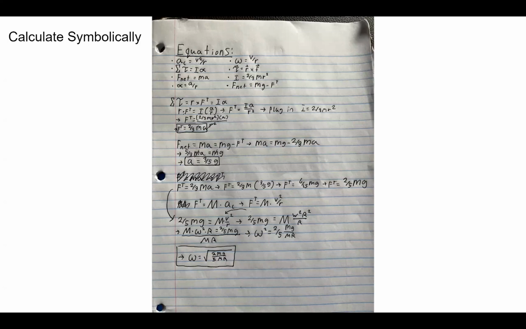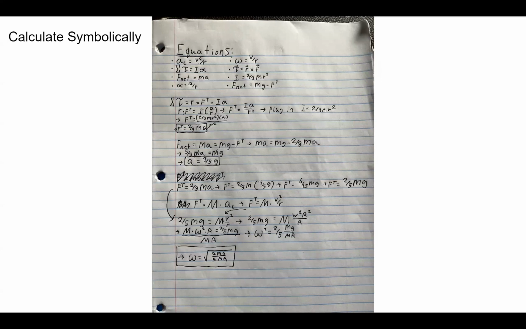And next, we take the value of the force of tension we got, and we use that value and plug in 3/5 g as our acceleration, and we get force of tension is equal to 6/15 mass times gravity. And simplifying that, we get 2/5 mass times gravity. And so next, we can set the force of tension equal to the mass of the block times centripetal acceleration.